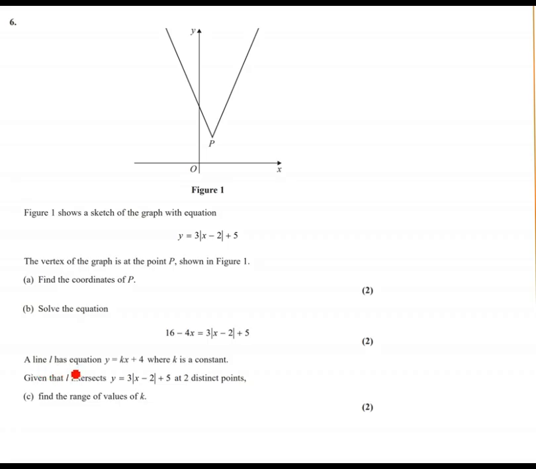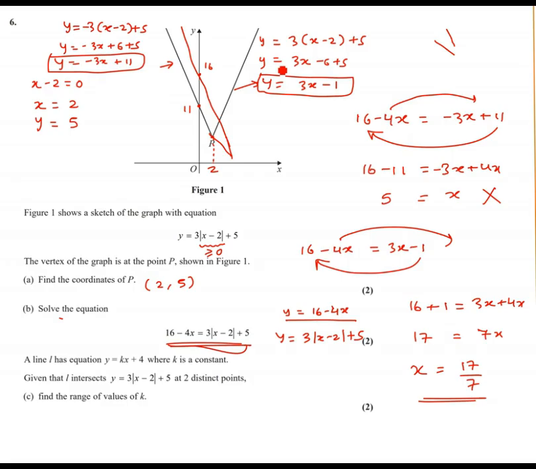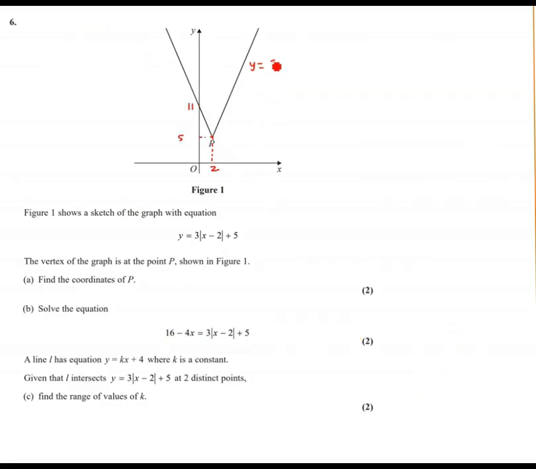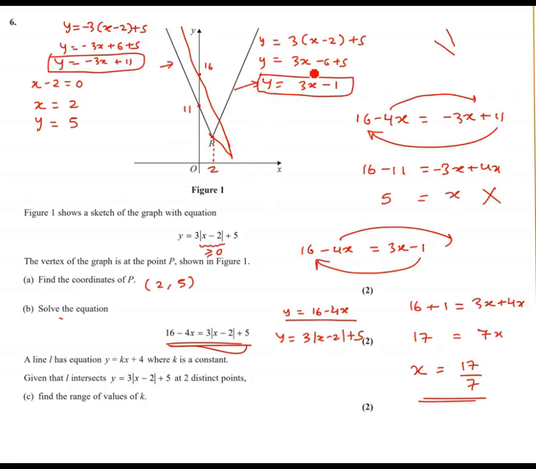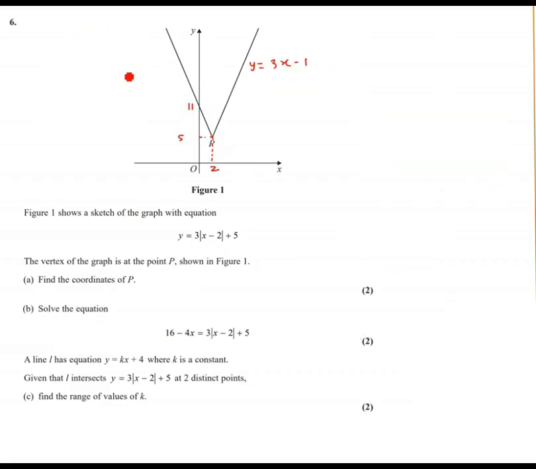Okay. Now part C: a line L has equation y equals kx plus 4, where k is a constant. Given that L intersects y equals 3 times modulus x minus 2 plus 5 at two distinct points. So this line was y equals 3x minus 1, and this line was y equals minus 3x plus 11.